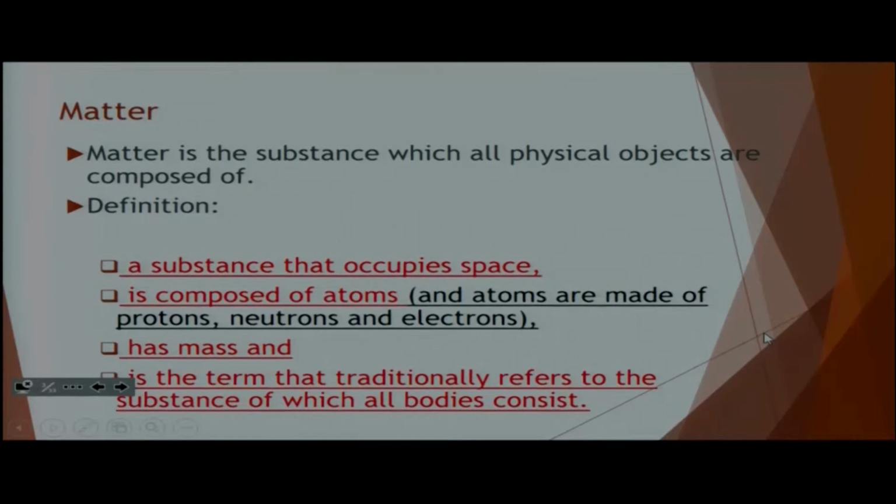Let's look at the first characteristic. Matter is the substance which all physical objects are composed of. Definition, very key. A substance that occupies space is composed of atoms, and atoms are made of protons, neutrons, as well as electrons. It has mass and is the term that traditionally refers to the substance of which all bodies consist. A very key definition to remember.